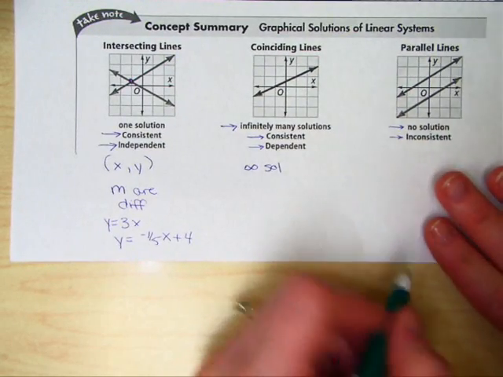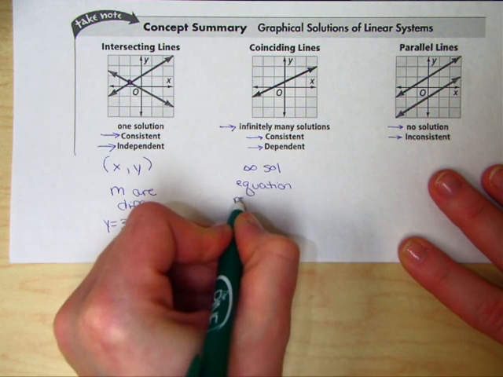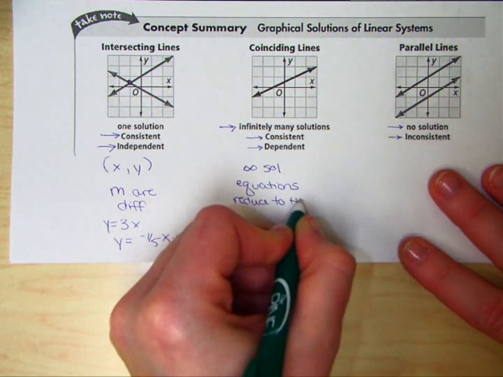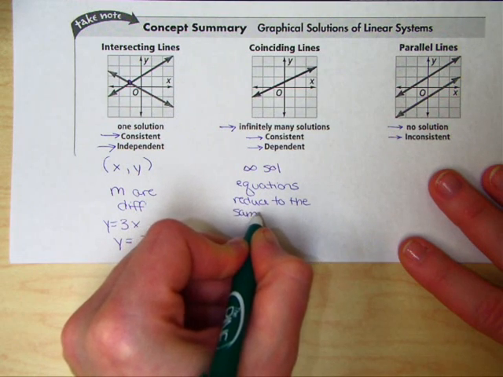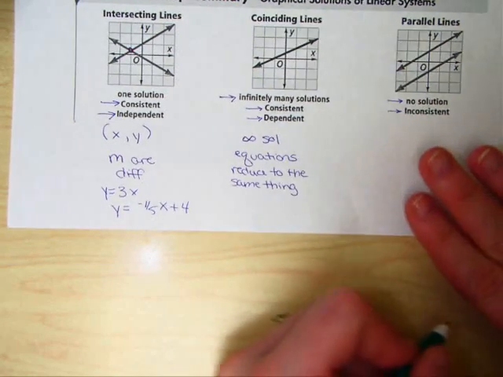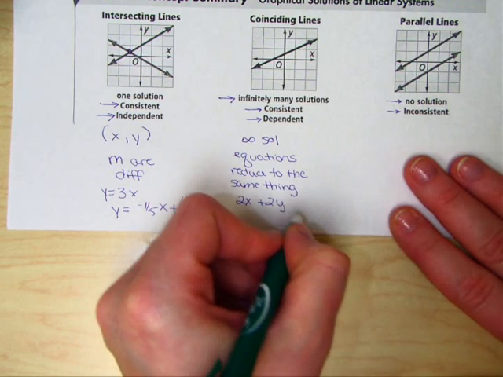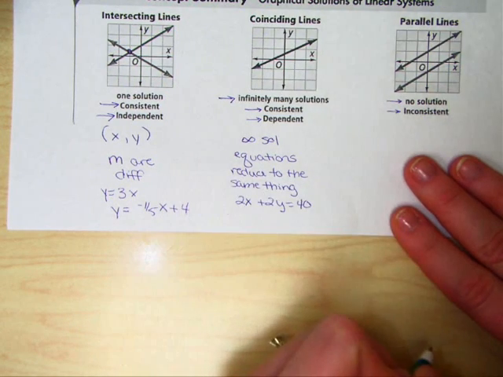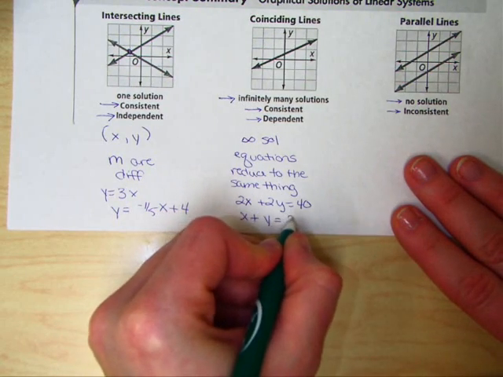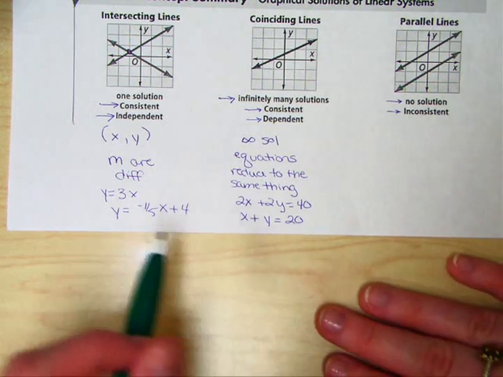The second one, the equations reduce to the same thing. For example, 2x plus 2y equals 40, and x plus y equals 20 would both reduce to the same equation and therefore would be the same line.